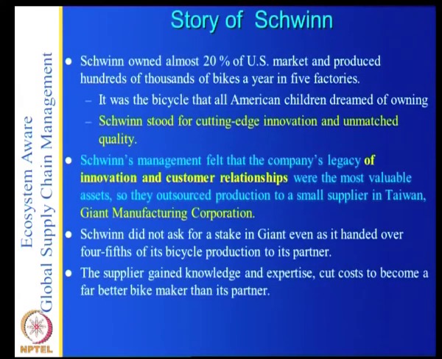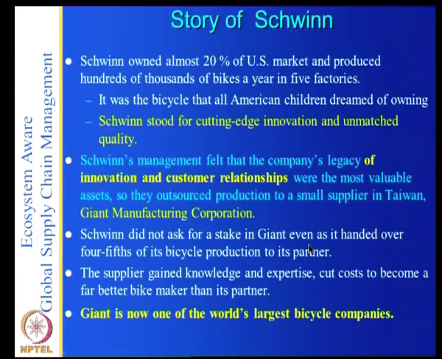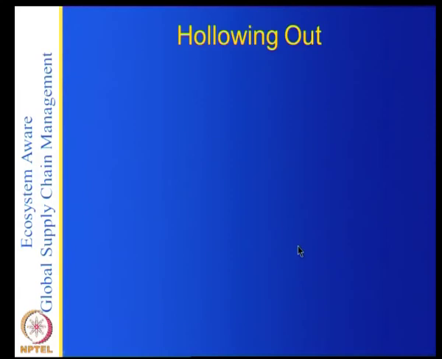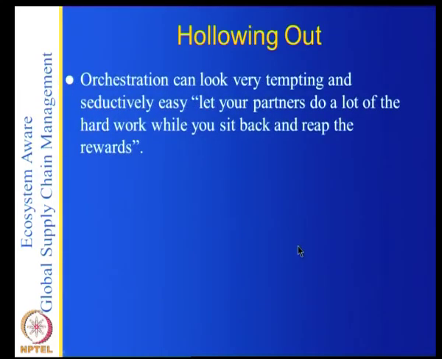4/5, 80%. And the supplier gained knowledge and expertise, cut costs to become a better bike maker than its partner. And Giant is now one of the world's largest bicycle companies. So what happened here? Your partner basically has the intellectual property. He made some improvements as he is doing the manufacturing. It's a low-cost country, and Schwinn lost its market share. So, hollowing out.